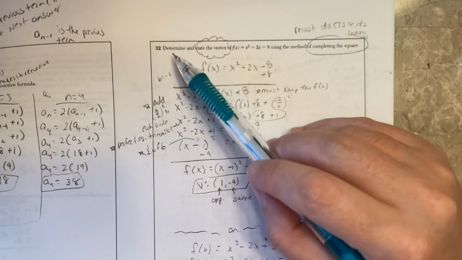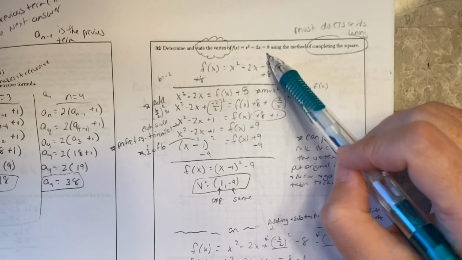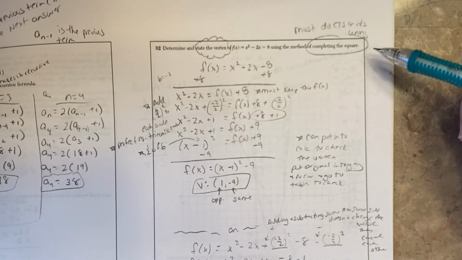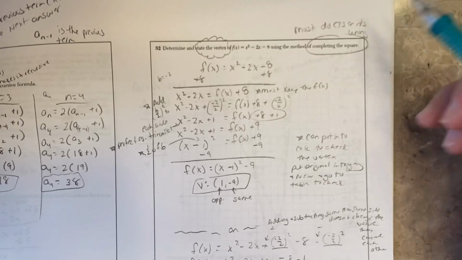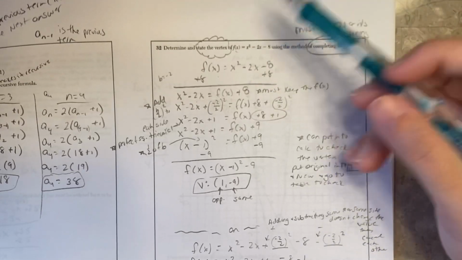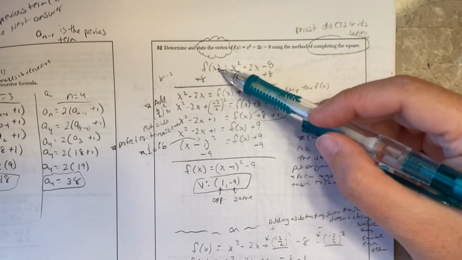All right, so number 32, determine and state the vertex of f of x equals x squared minus 2x minus 8 using the method of completing the square. So if you did not complete the square, you got this one wrong, okay? But you have done this with me. You have done it with f of x, so you know what to do. Don't change it to 0. Don't get rid of it. You complete the square with the f of x there.